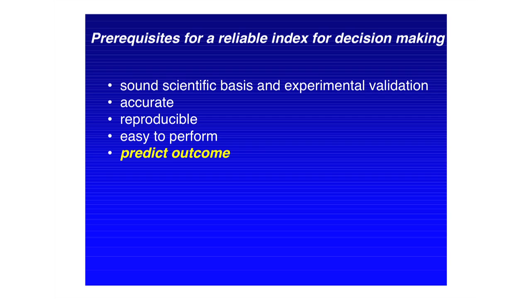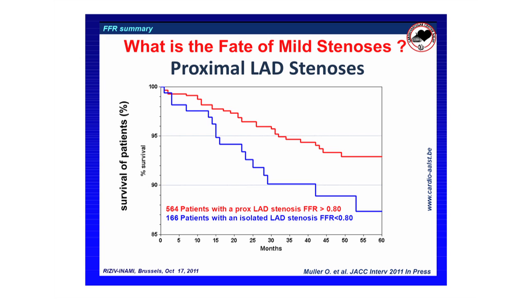The last important point is that an index should predict outcome. You can use an index as nice as it looks, but if it doesn't influence the outcome, why should you use it? For fractional flow reserve, it has been demonstrated repeatedly that it influences outcome. This slide shows a study from Aalst, where FFR was used in proximal LAD stenosis, and you see very clearly that patients with a high fractional flow reserve had a much better outcome than those with a low fractional flow reserve. The follow-up in this study was 5 years.